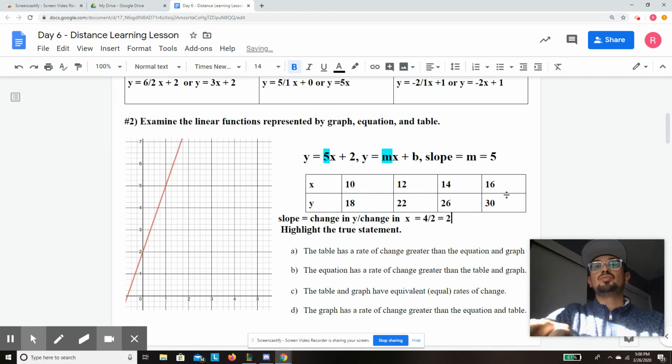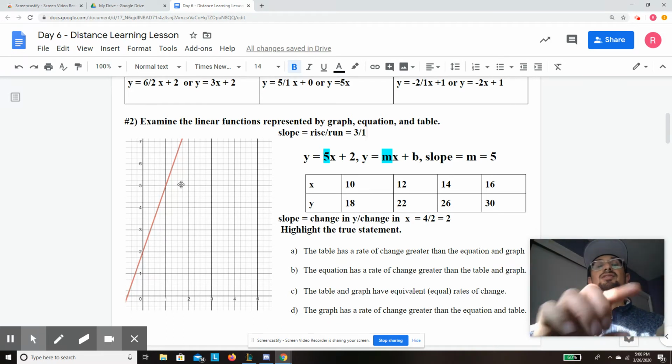Which is 2. Okay. So now for the slope for a graph, that's a little more difficult. Slope for a graph is rise over run, which is, you see it rises here, rises 1, 2, 3, 1. So 3 over 1. So rises 3, runs 1, which is going to be 3. So now we know the slope for the graph is 3, the slope for the equation is 5, and the slope for the table is 2.